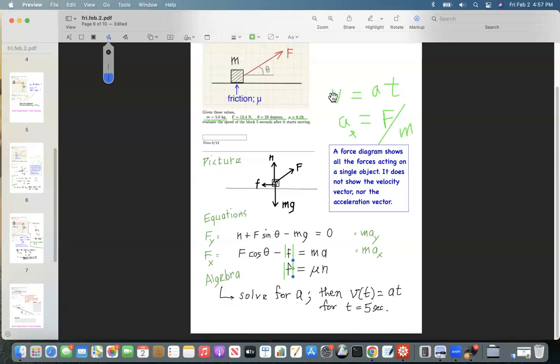I need to know A, so I can multiply A times 5 seconds to get the final velocity, or the final speed. So how am I going to solve for A? Well, A is F cosine theta, I know what that is, minus F, that's minus mu N. N is F sine theta minus mg. So I can plug in here for F, mu N, because I know what N is from the earlier equation. So I'm really combining two equations with two unknowns. And then I'll end up with one equation where the only unknown is A, which is what I need to plug in up here to get the distance.